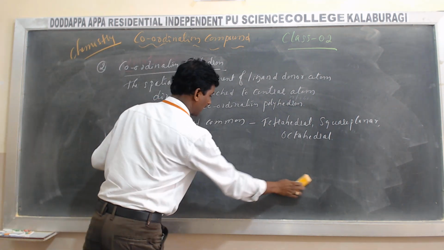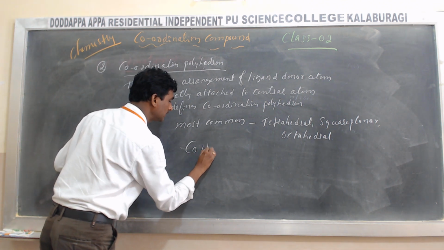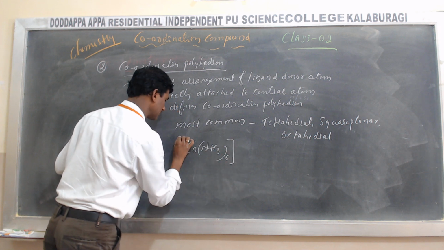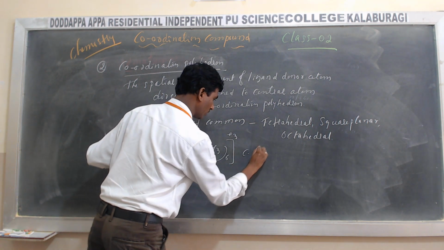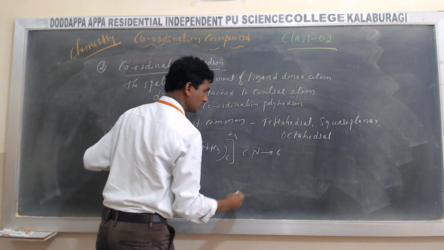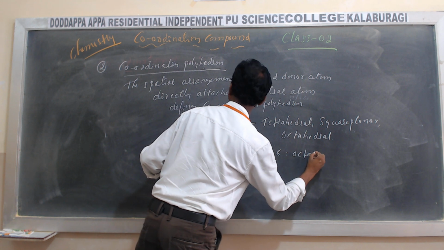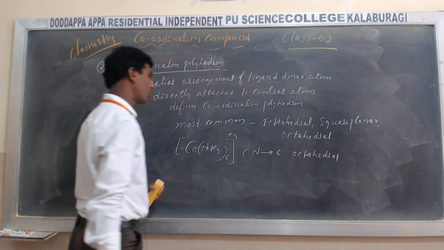So for example, I can take [Co(NH3)6]3+. So what is the coordination number? Cn means coordination number, which is 6. So what is the polyhedron? The coordination polyhedron is octahedral.